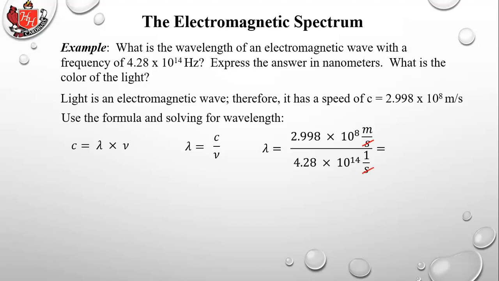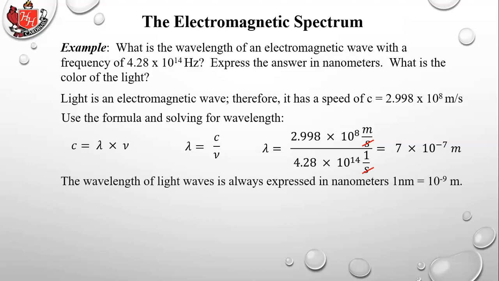you cancel your units, numerator and denominator, and you get meters for your final units, and you get 7 times 10 to the minus 7th meters. But it says express it in nanometers, because that's the way we always express light waves. The wavelength of light waves is always expressed in nanometers, so 1 nanometer equals 10 to the minus 9th meters. So there it is, that's what we came up with for our answer.